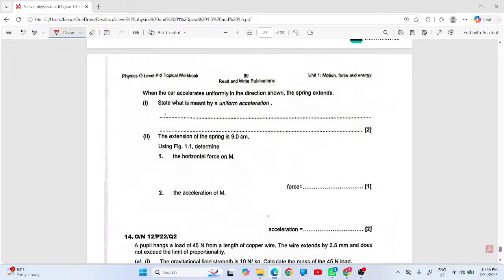For full interval of time, full change in time, then uniform.